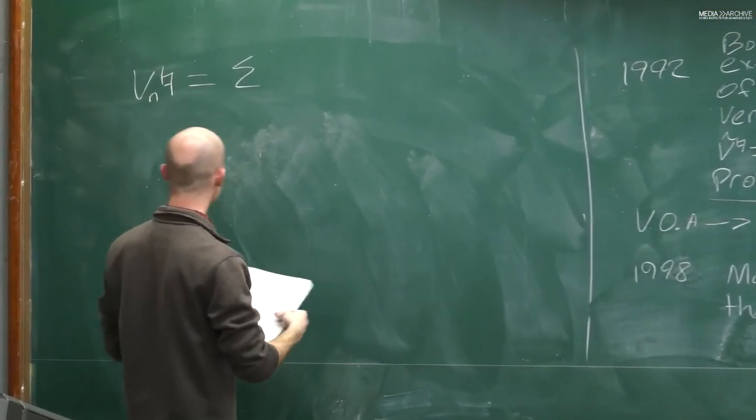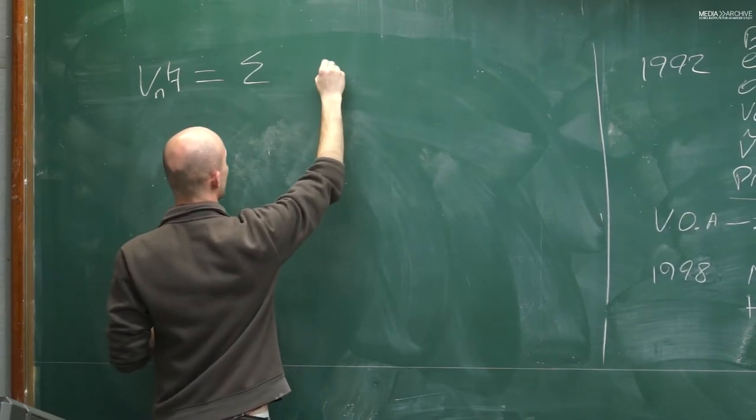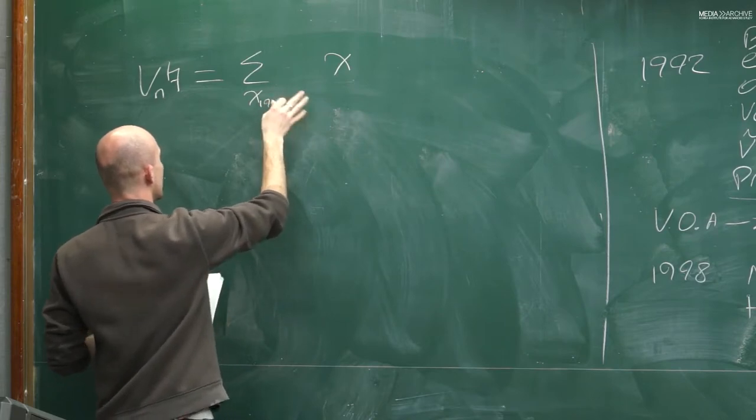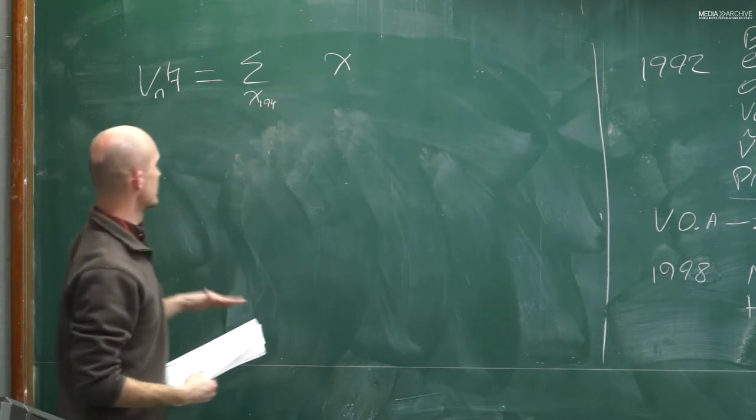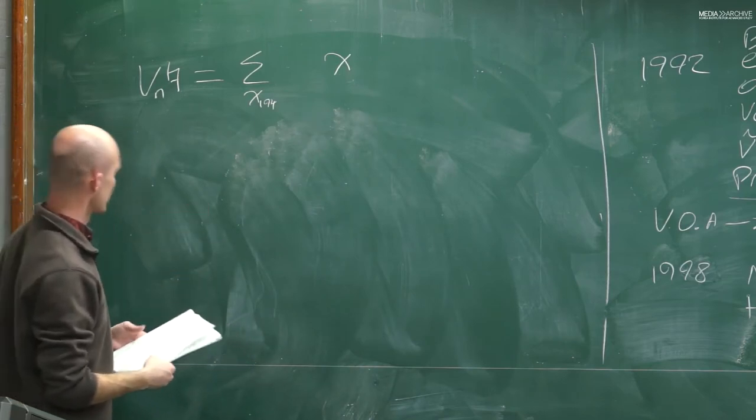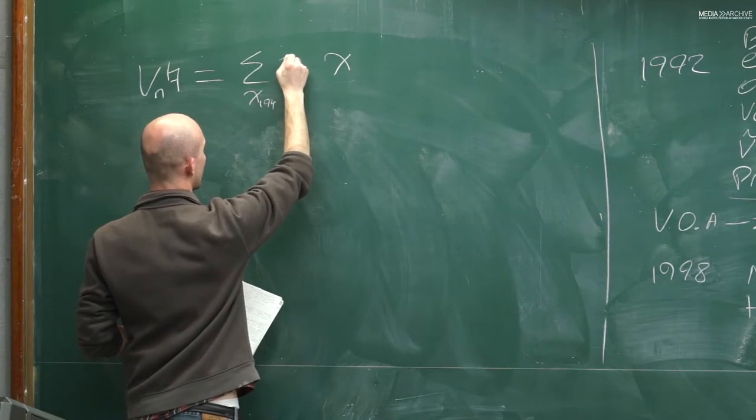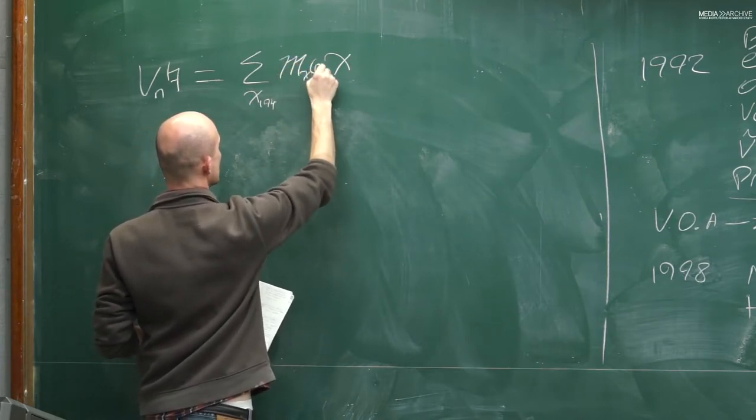Okay, so I'll have an irreducible component, let's call it chi. Okay, so there's 194 different irreducible characters, corresponding to irreducible components of this module. And then there'll be some multiplicity, M sub chi of N.